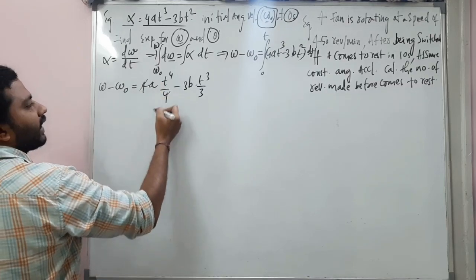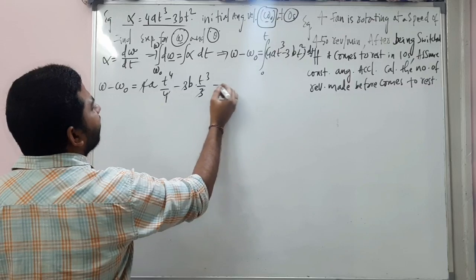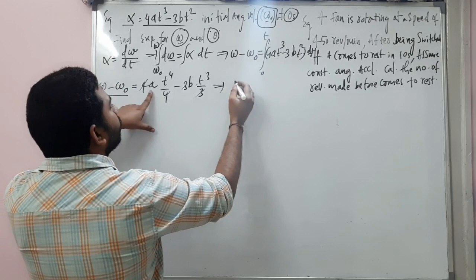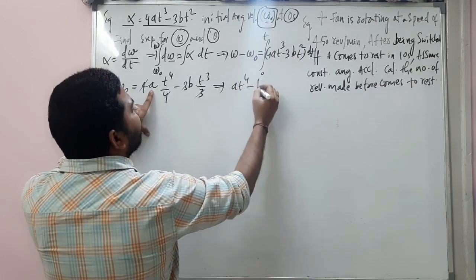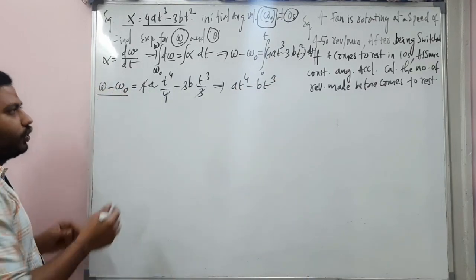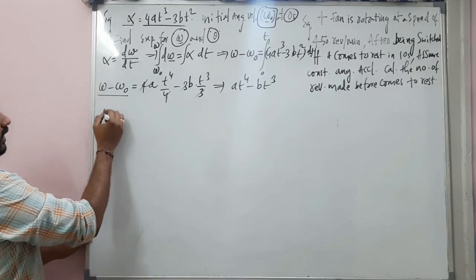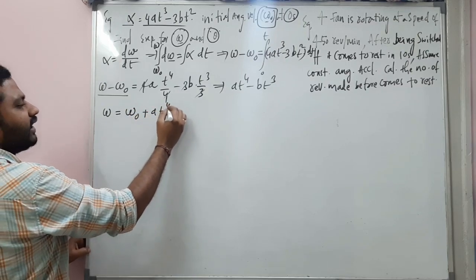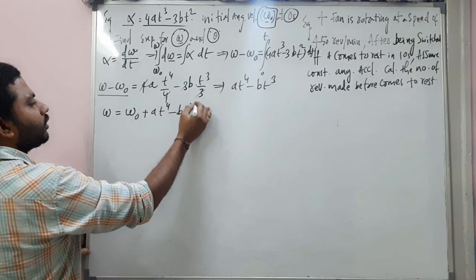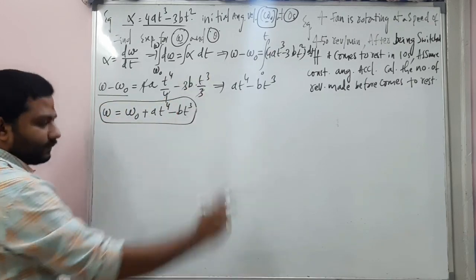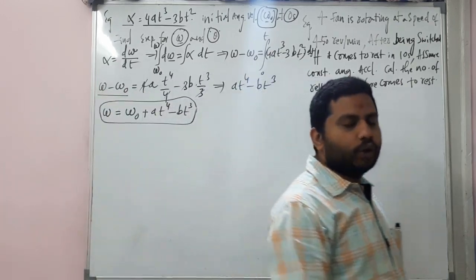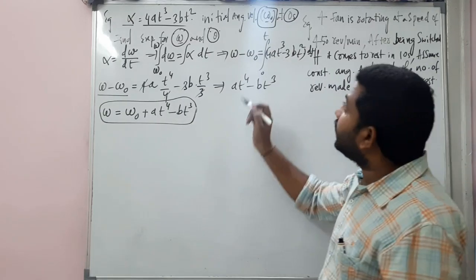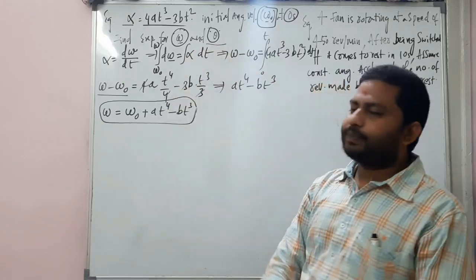Now 4 cancels, 3 cancels, and what is the answer here, my dear students? Omega minus omega naught is equal to at to the power 4 minus bt to the power 3. So omega, if you want, the answer is omega naught plus at to the power 4 minus bt to the power 3. So that's omega. The expression for omega we have found. What else do we need? We need theta also, the angular displacement.